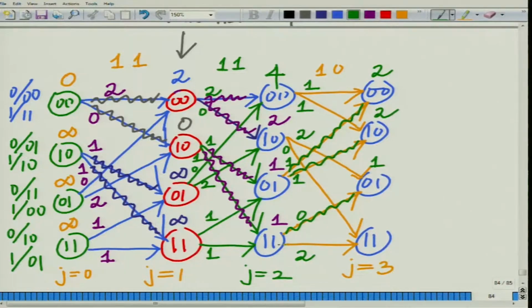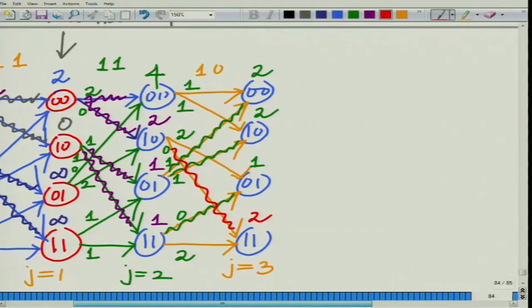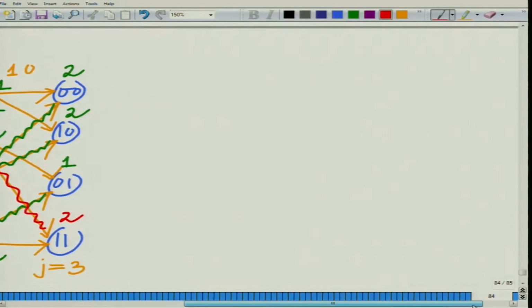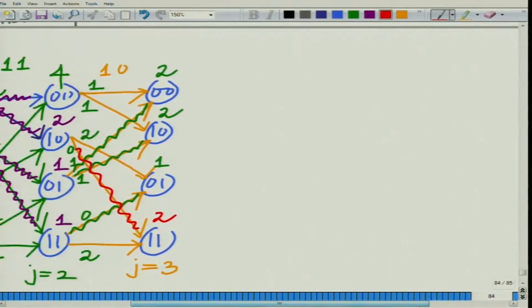And finally to 1 1, either you can come from 1 0, that is 2 plus 0, or from 1 1, that is 1 plus 2. The minimum is 2 plus 0 from 1 0, so that corresponds to a minimum distance of 2. Okay, so that is what we have corresponding to j equal to 3.